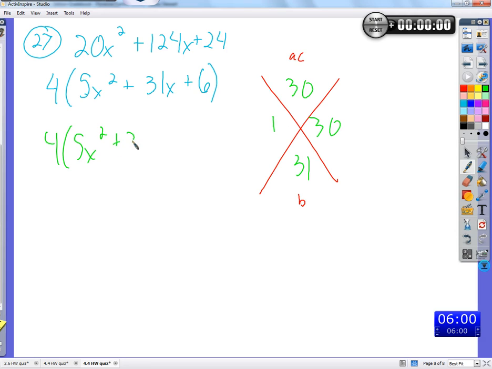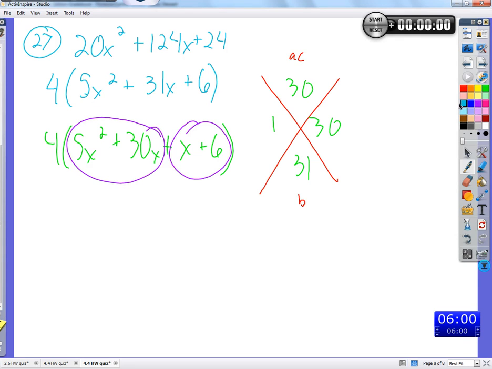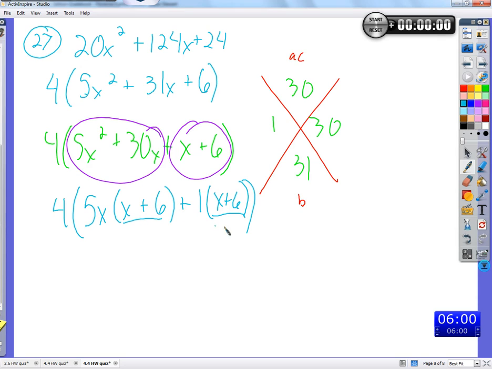4 times 5x squared plus 30x plus 1x plus 6. And we group them together. Here's a group. Here's another group. What does this group have in common? 5 and an x. So if we multiply x by 5x, we get 5x squared. Multiply 6 by 5x, we get 30x. Plus, the only thing these two have in common is 1. And now, because we did all our work correctly, x plus 6 is a common factor for both of those. They have x plus 6 in common. So we undistribute that x plus 6, and we'd have to distribute that to 5x and 1 to get this. There it is, factored.